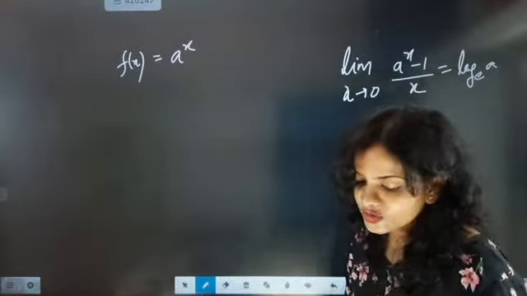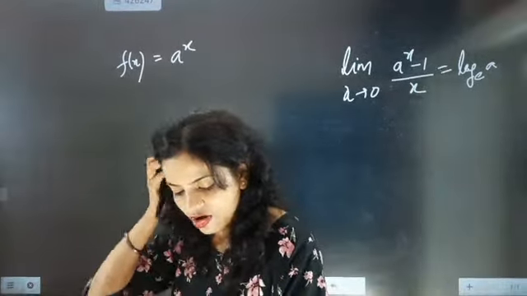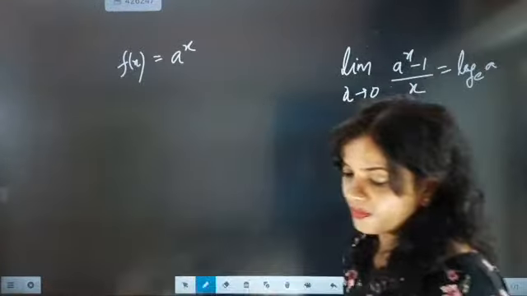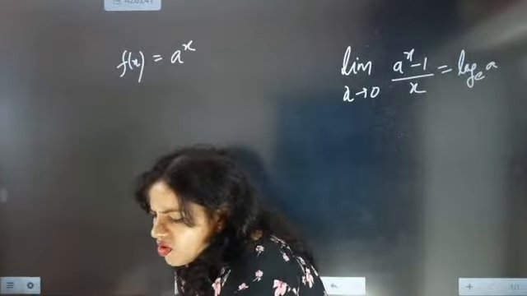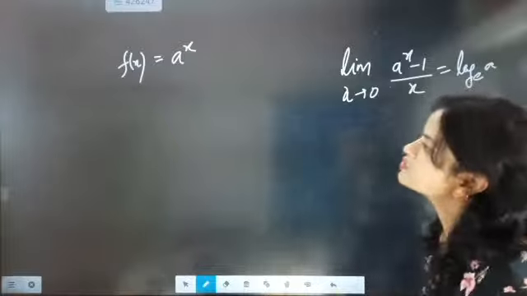Now what is the answer? A to the power x, e to the power log e a, e to the power a, or a to the power e? What is there? A to the power x times log e a. Correct only, Gautam. Let's see how to solve this question.